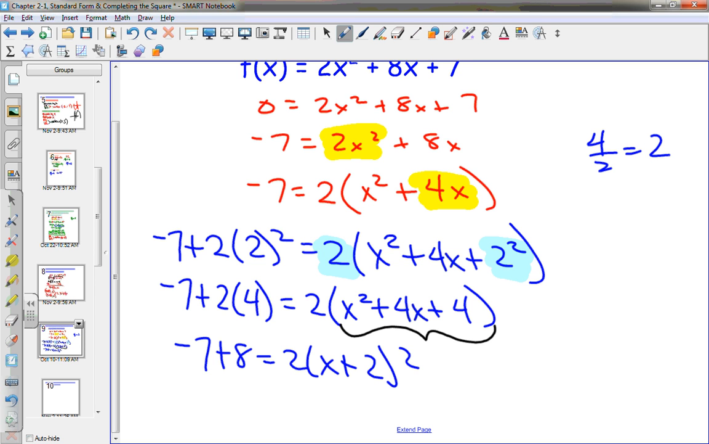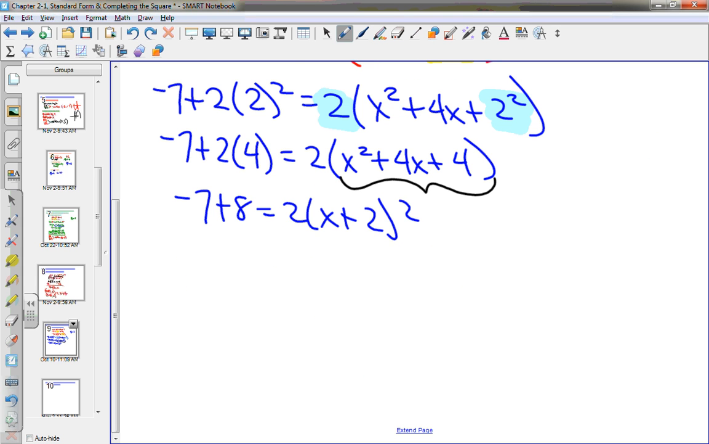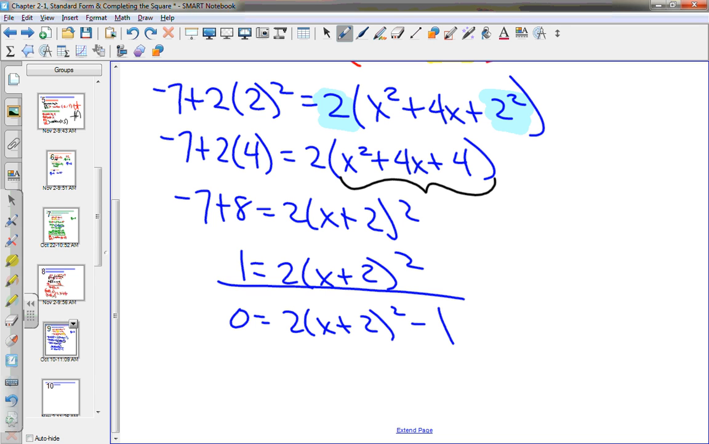I just wrote what you said. I said it slower. What is -7 plus 8? 1. Is it in standard form yet? No. You have to add it. Bring that 1 over the other side. And now what does 0 turn into? Y or function notation f of x.